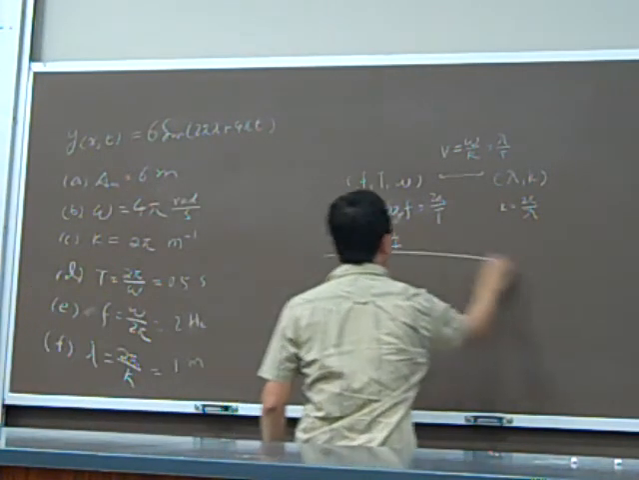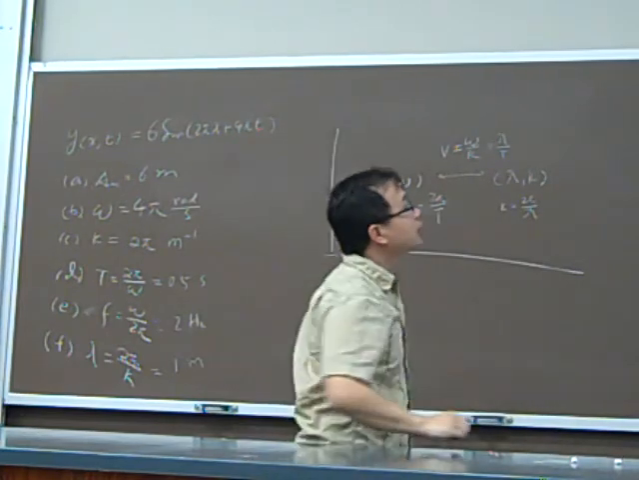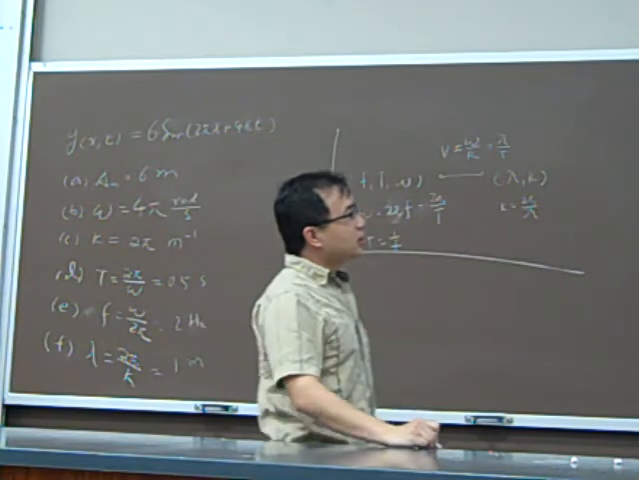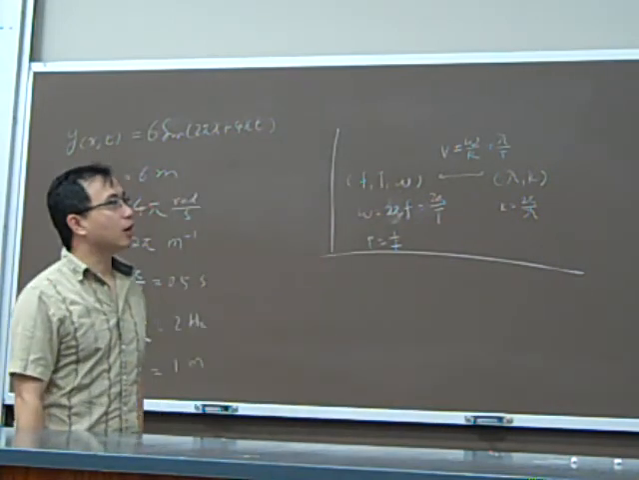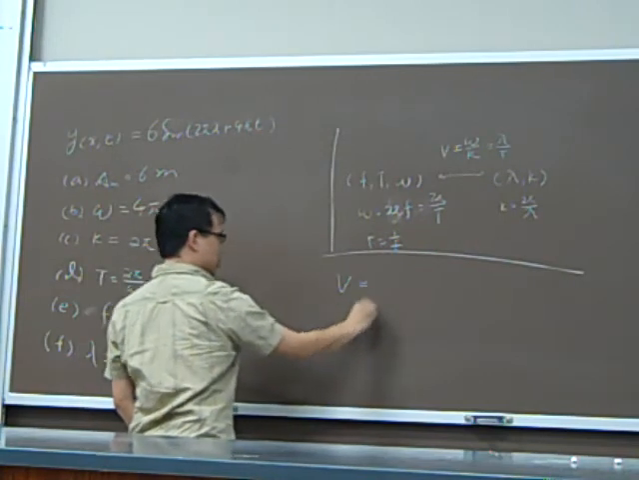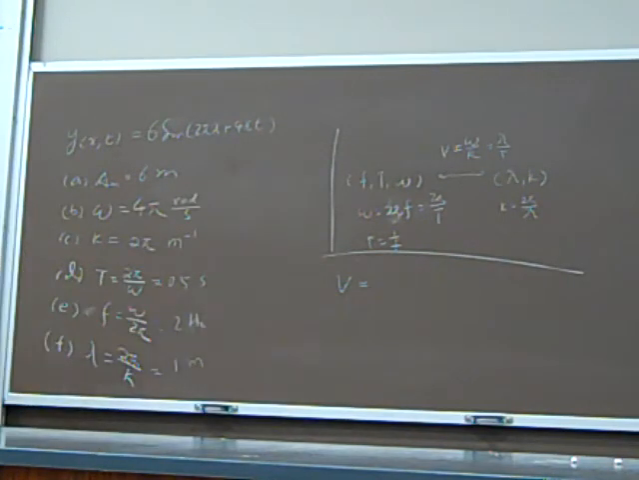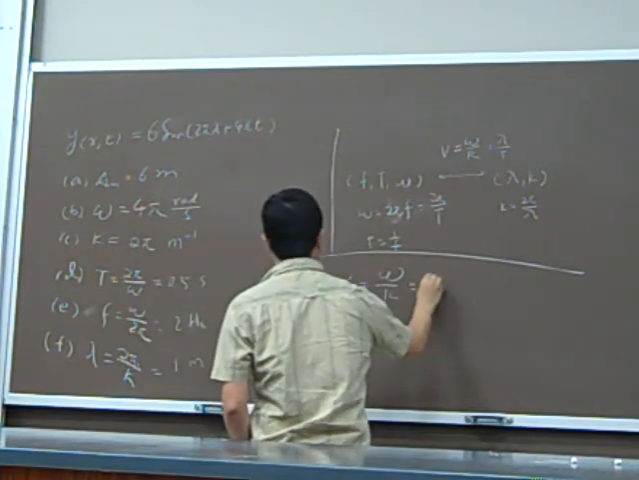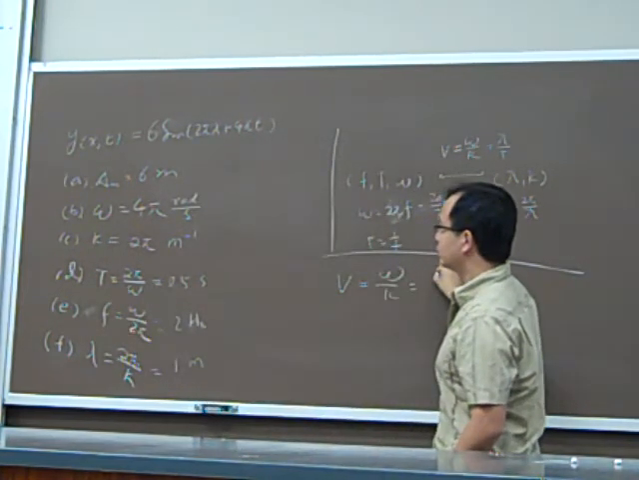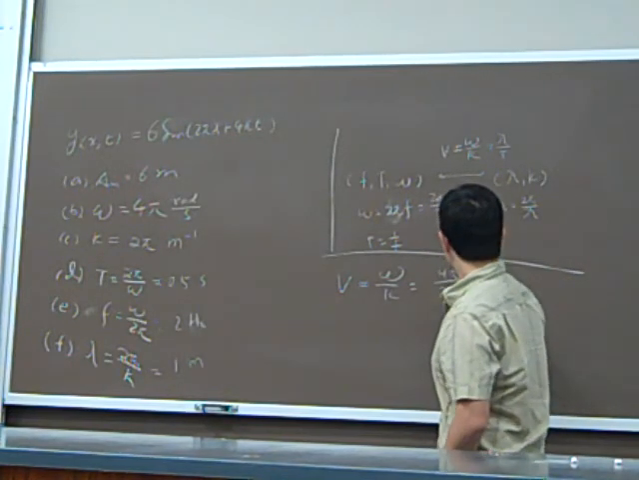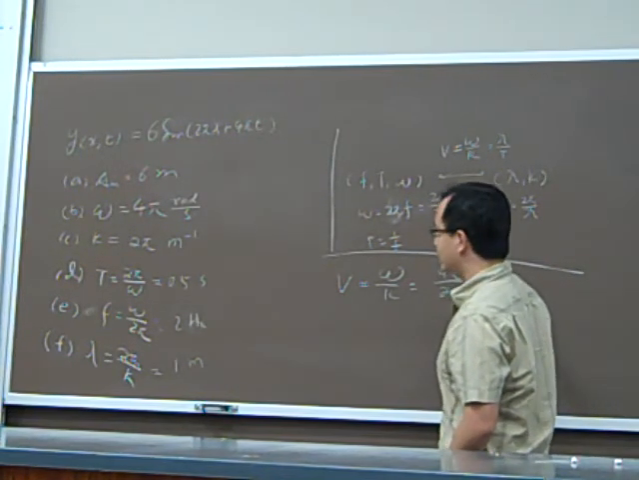So, okay. Now, determine the speed and the direction of the propagation of the wave. So, how can we calculate speed? Omega over k equals 4 pi over 2 pi. So, it's 2 meters per second.